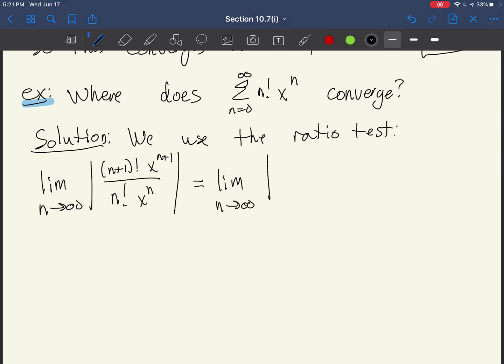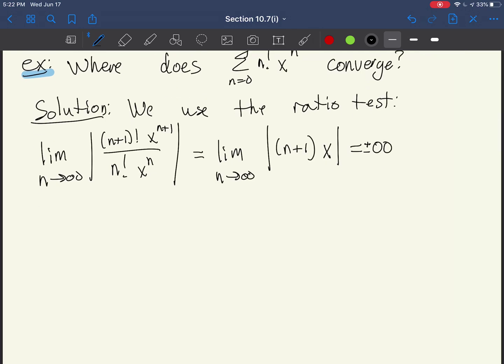This is the limit as n goes to infinity of the absolute value. Deconstruct the factorial to pull out that n plus 1. That n plus 1 will cancel, or the n factorial that is left over will cancel. And then we also get a power of x. As n grows, this will go off to infinity. Really, we should say plus or minus infinity, depending on what value of x is. If x is negative, it's going to tend to negative infinity. If x is positive, it'll tend to positive infinity.